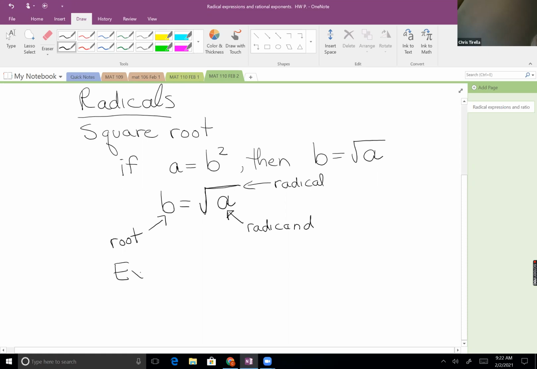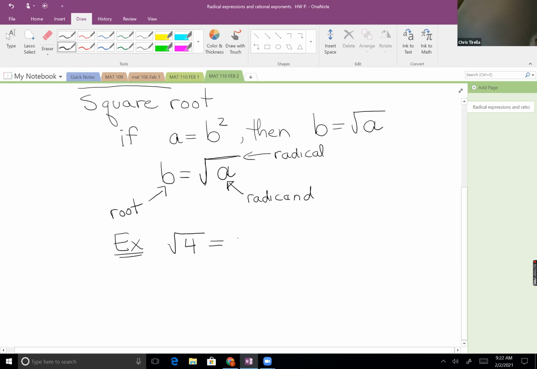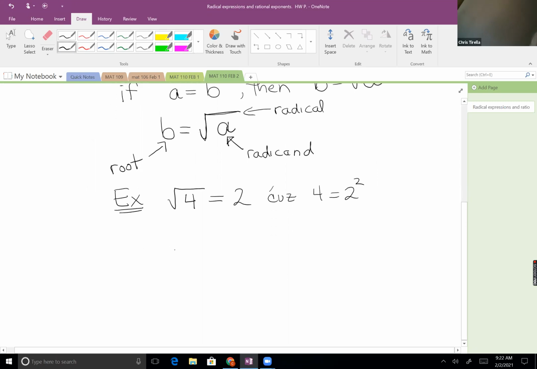And again, if we just have that simple radical symbol with nothing else, we're looking at that square root. So for example, I think everybody knows the square root of 4 is what? Anybody know the square root of 4? 2. And that's because 4 is equal to 2 squared. I'm thinking, though, that the square root of 4 could also equal negative 2, because positive 4 is also equal to negative 2 squared.